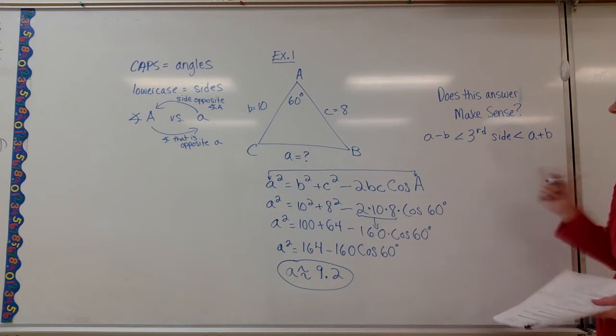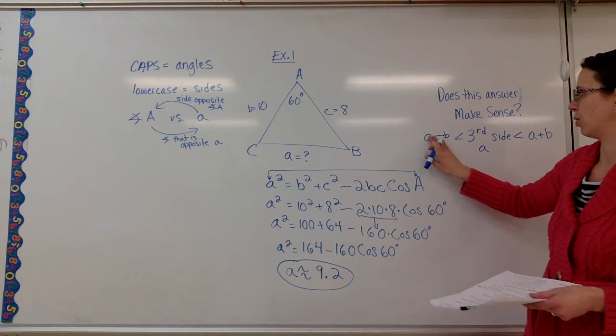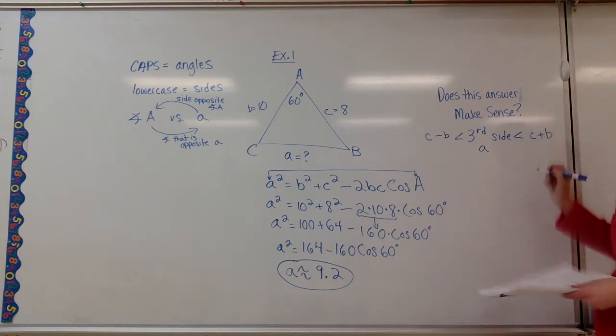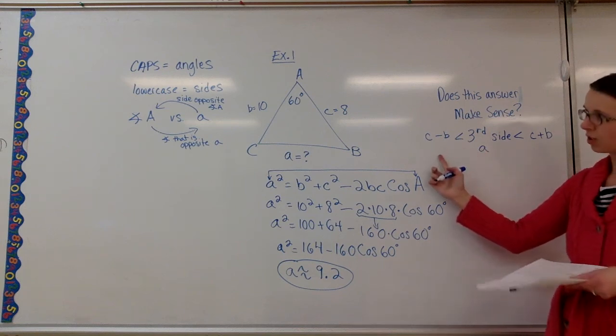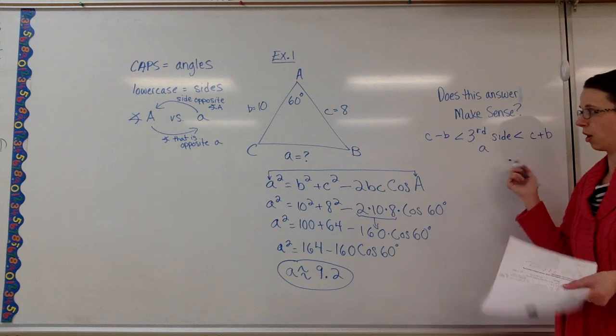So what we're looking at in our case here is whether A, which is the third side, is between C minus B and C plus B. So it's got to be between the difference of the other two sides and the sum of the other two sides. And so let's see if that works out.